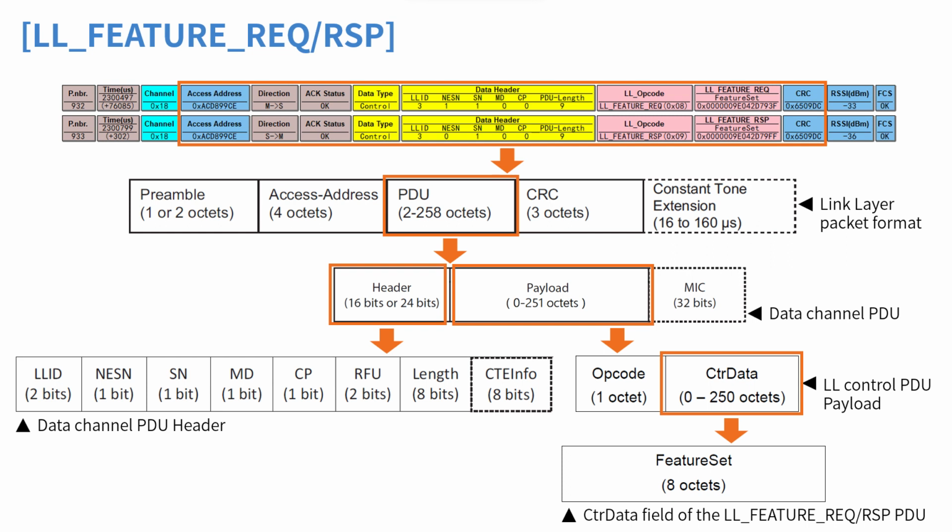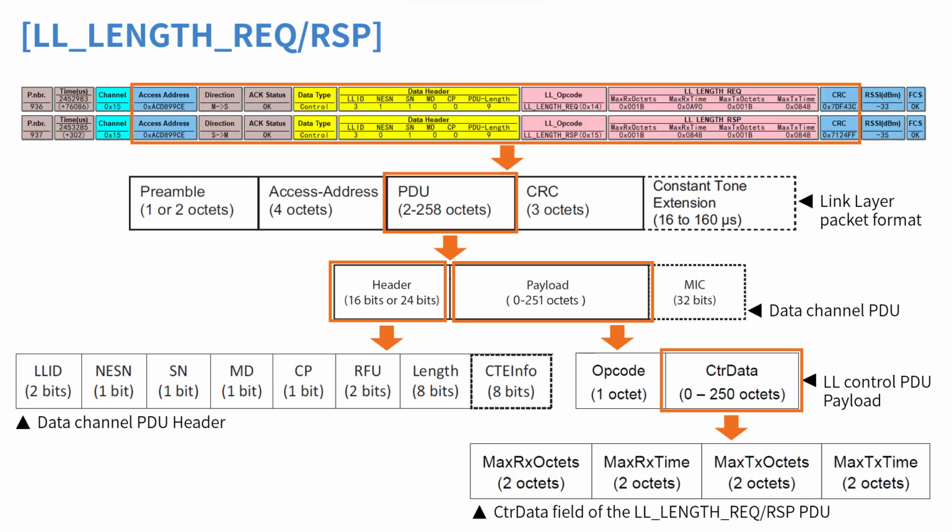Bytes 1 to 7 of feature set should contain a set of features supported by the link layer that transmits this PDU. A bit set to 0 indicates that the link layer feature is not supported in this controller. A bit set to 1 indicates that the link layer feature is supported in this controller.